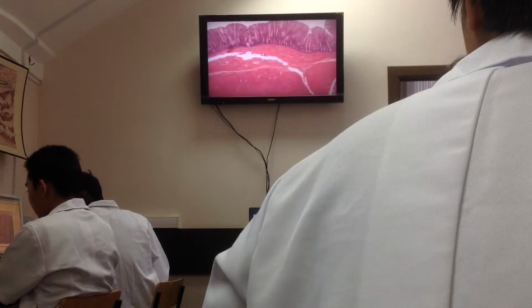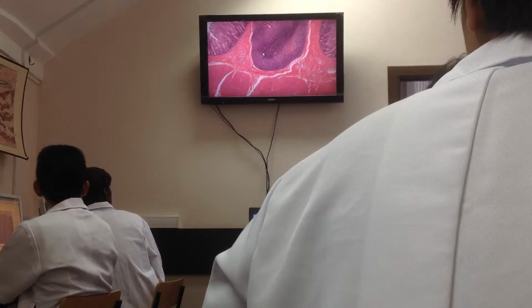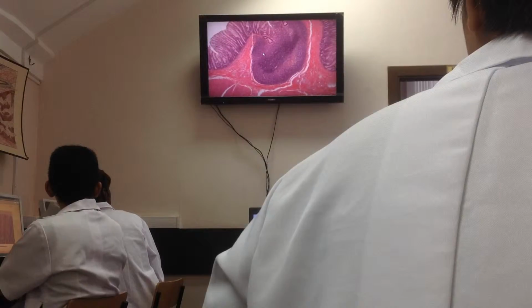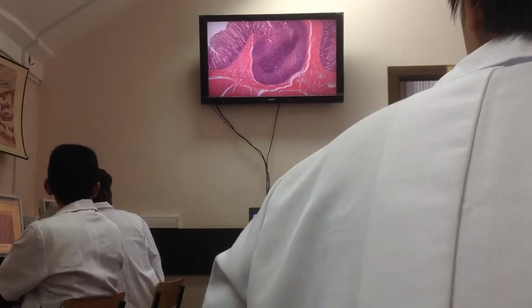And now look, submucosa, and oh wow, submucosa became thicker in this region. See?